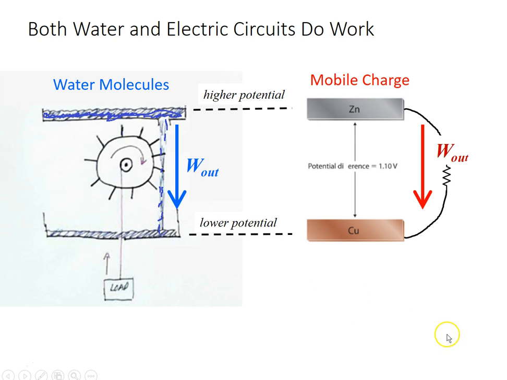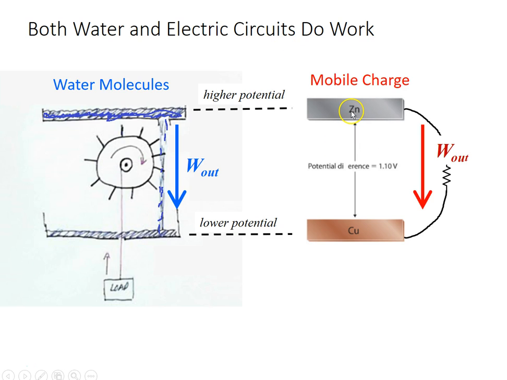And here we have them side by side. We've already talked about our water circuit. We see water will move spontaneously from a region of higher gravitational potential energy to a region of lower gravitational potential energy. And in so doing, as it flows, it can do work on the external environment. Well, that's very similar to what goes on in an electric circuit.